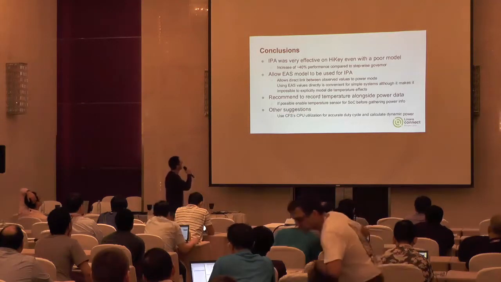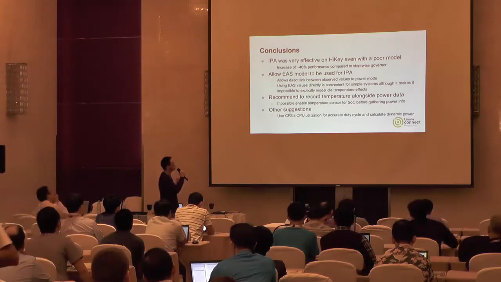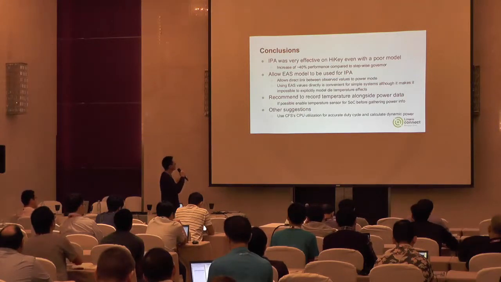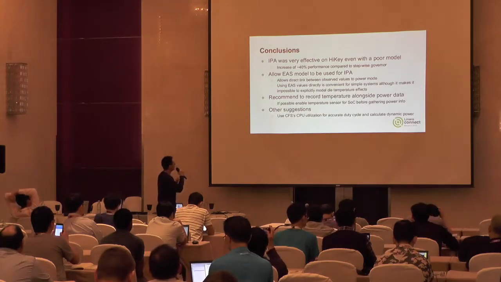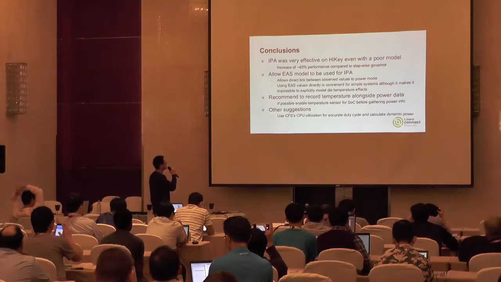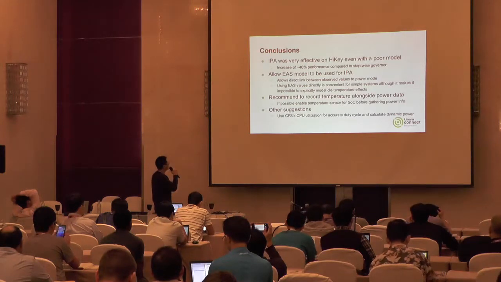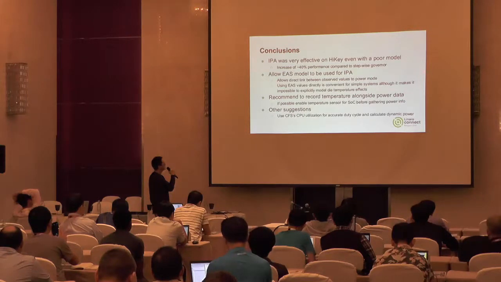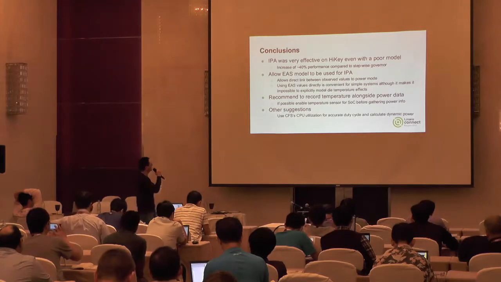So the conclusion is that IPA was very effective on HiKey even with the poor model. Compared with our previous step-wise governor, we can get about a 40% performance improvement. Here is one thing: allowing the EAS model to be used for IPA allows a direct link between observed values and the power model. Using EAS values directly is convenient for simple systems, although it makes it impossible to exploit the model's die temperature effects.